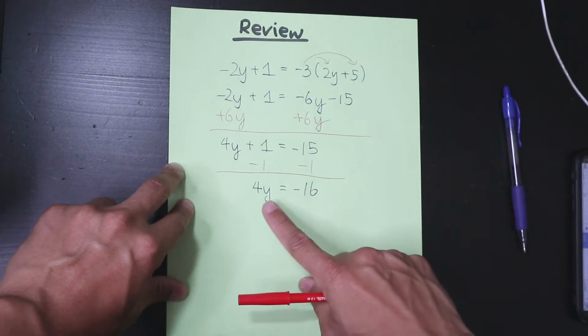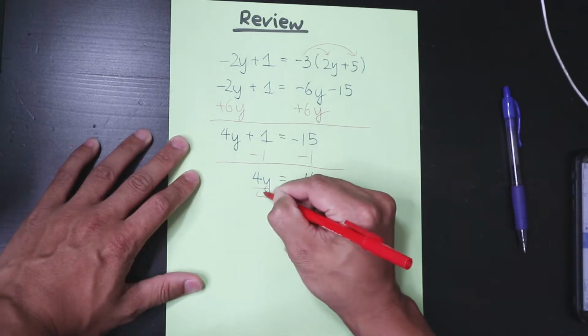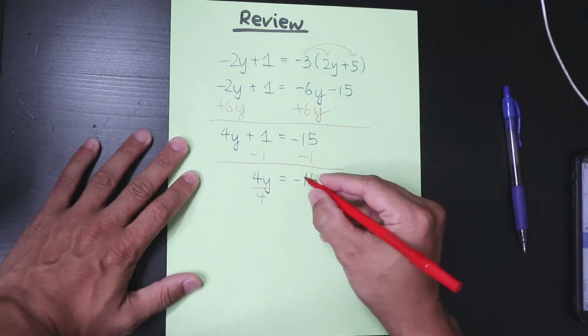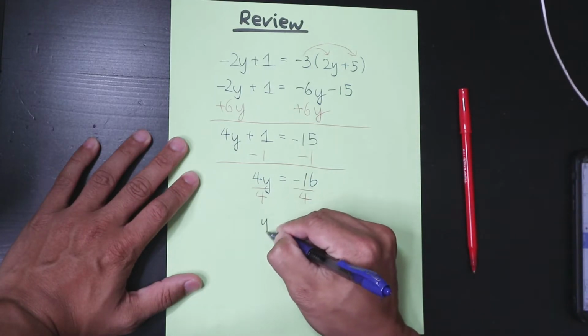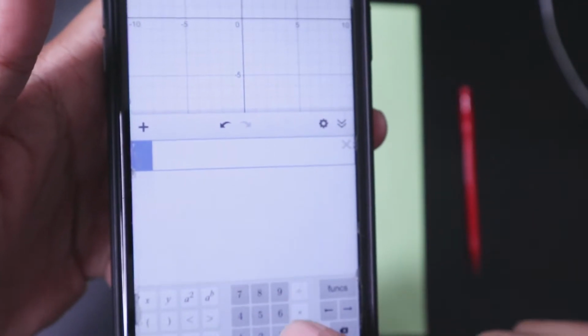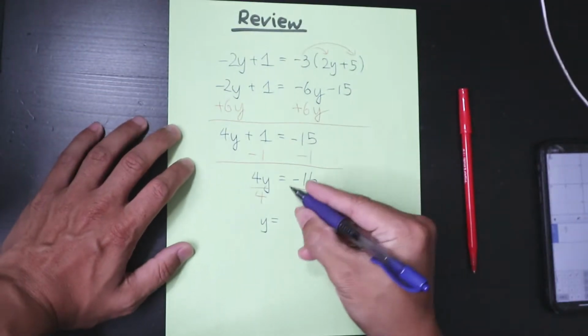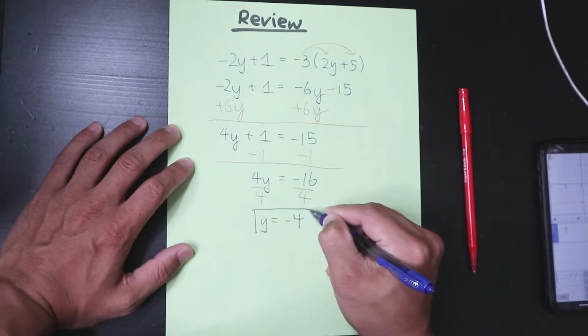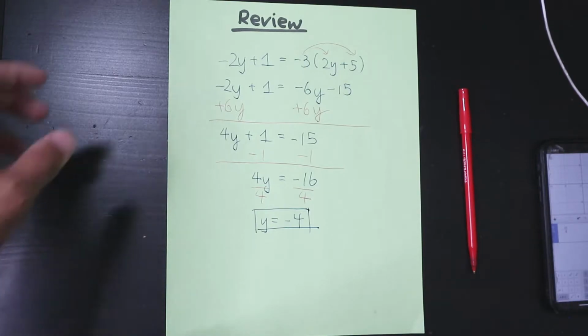So at the end, you notice that on the last step of equations, most likely you're going to divide, because in between the 4 and the y is multiplication. So you divide both sides by 4. So you're left with y is equal to negative 16 divided by 4. We're going to use our calculator. So negative 16 divided by 4, you get negative 4 as your final answer. So that means our final answer is y equals negative 4. Okay, so this is the review part.